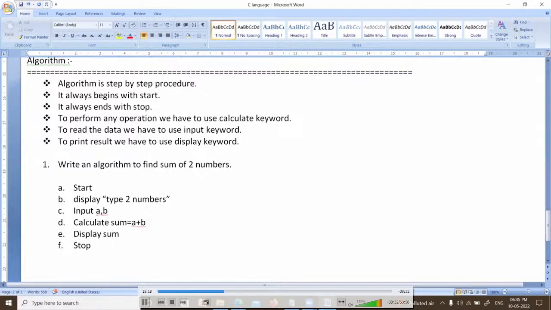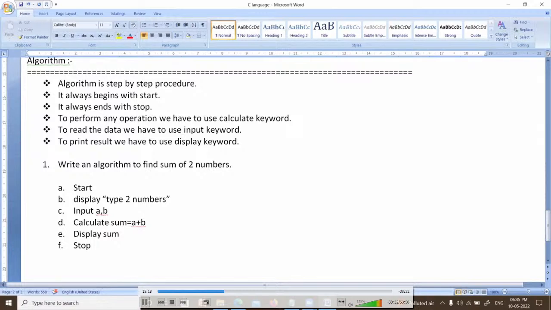Write an algorithm to find area of rectangle. How to find area of rectangle? First of all, we have to start the algorithm. What is the formula to find the area of rectangle? Tell me. Formula is length into width. Am I right? Good. Here we have to read length. We have to read width.